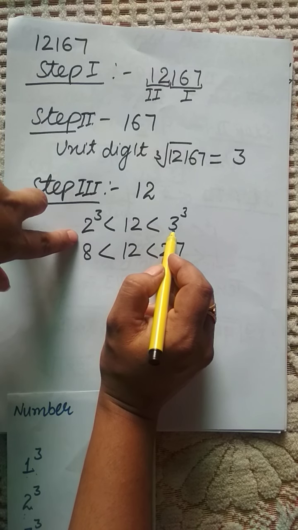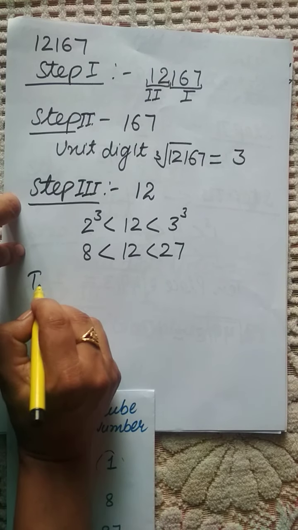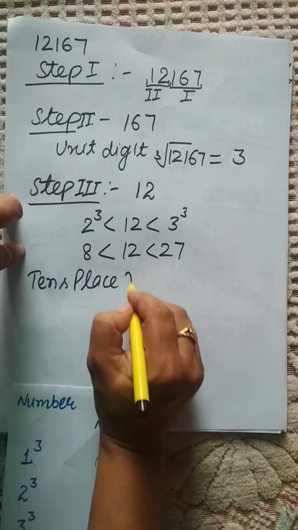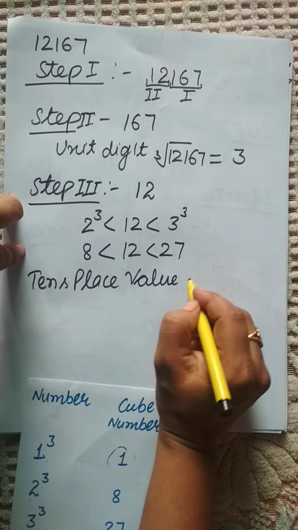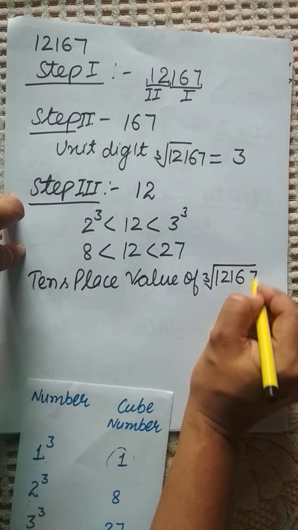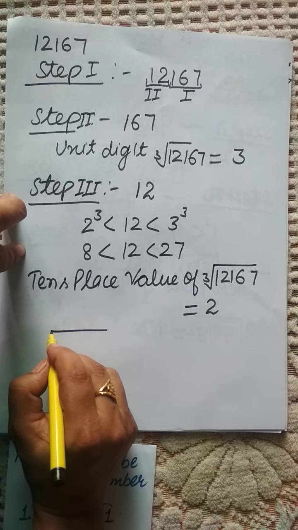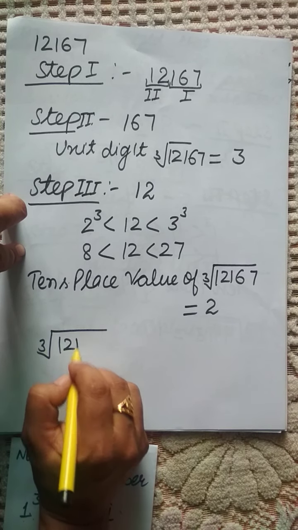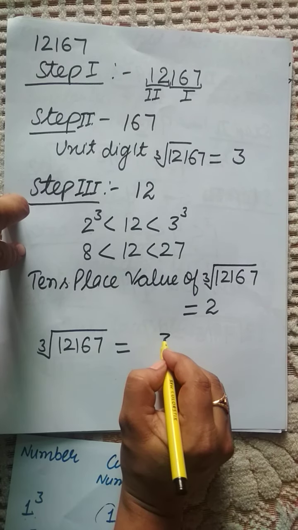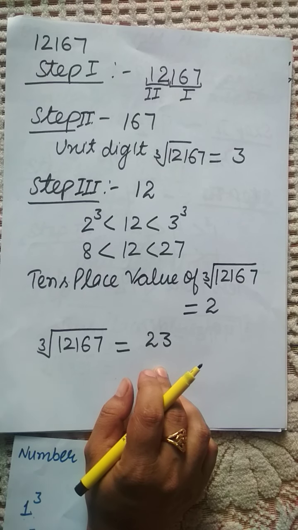Out of 2 and 3, which is the smaller number? 2 is the smaller number. So the tens place value of cube root of 12167 is equal to 2. Or you can say that the cube root of 12167 is equal to unit digit is 3 and the tens place value is 2. So 23 is the right answer.